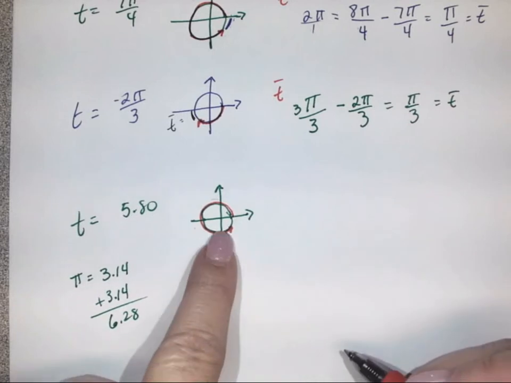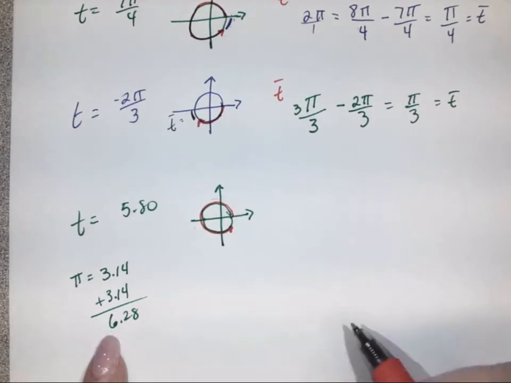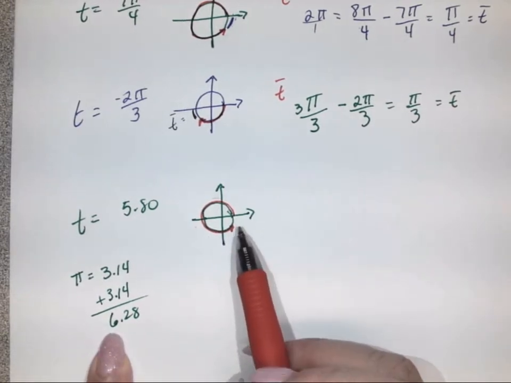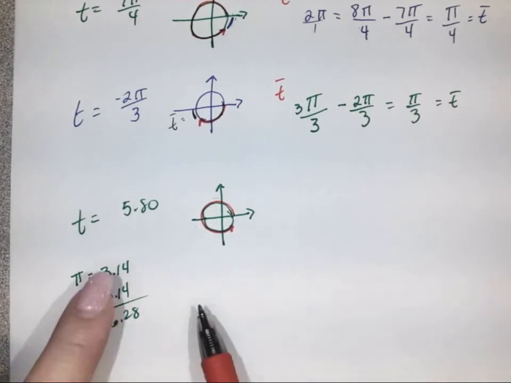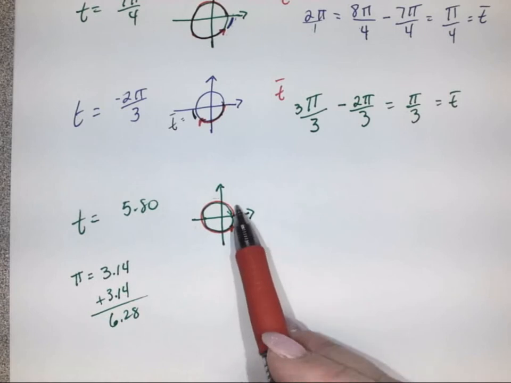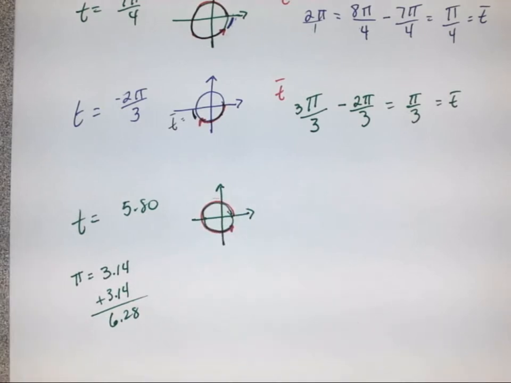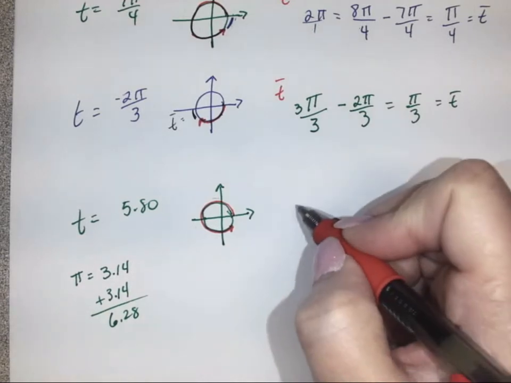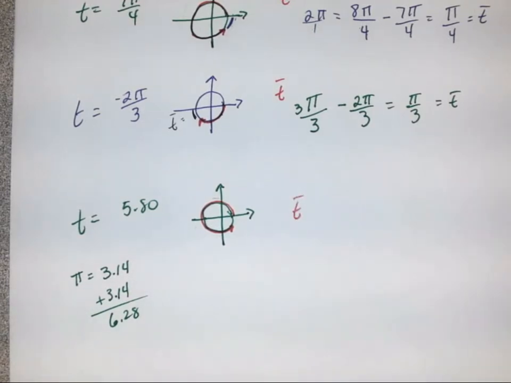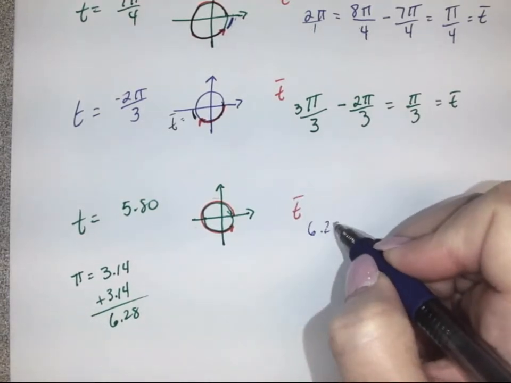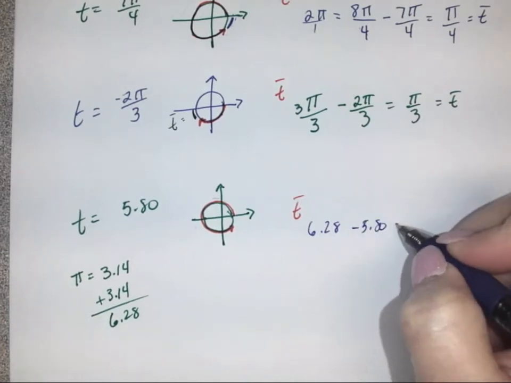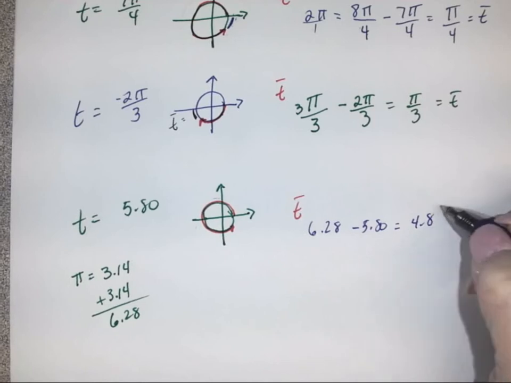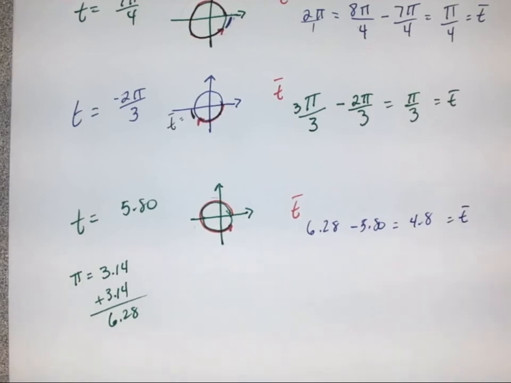So that's our angle, and you could, again, take 3.14 and divide by 2 to get a half of the pi, and you'll find out a little bit more where it lands. But in order to find our t-bar, we can do 6.28 minus 5.80 and we will get 0.48. And that again would be our t-bar.